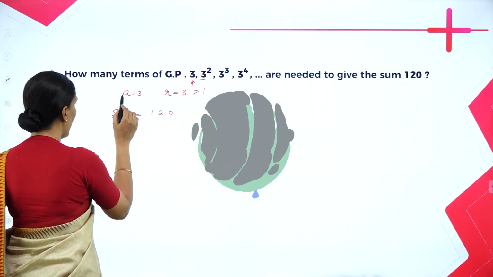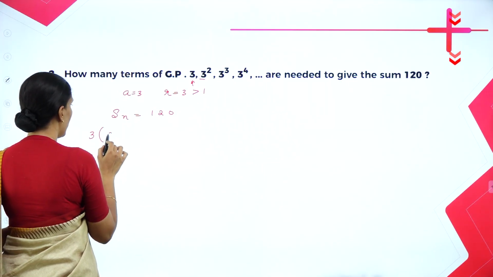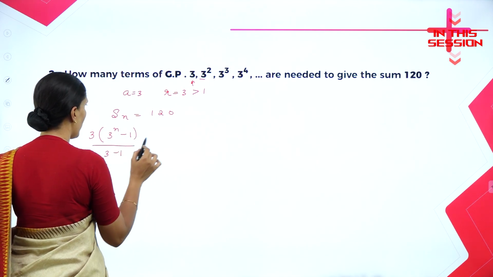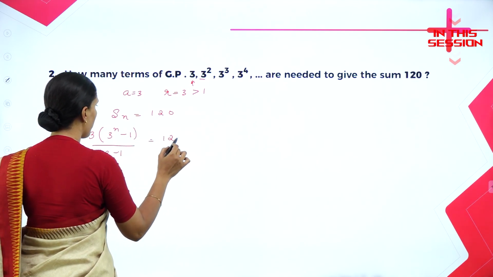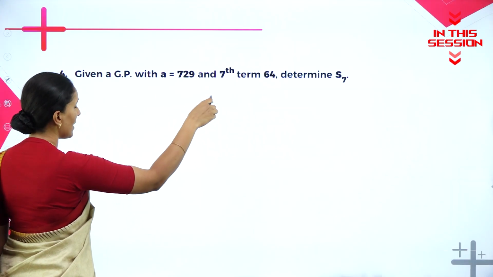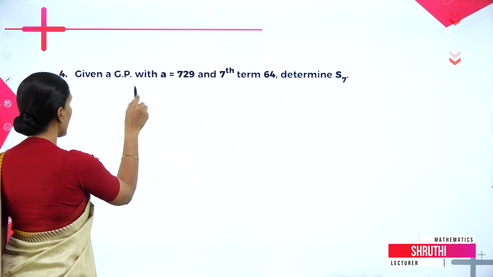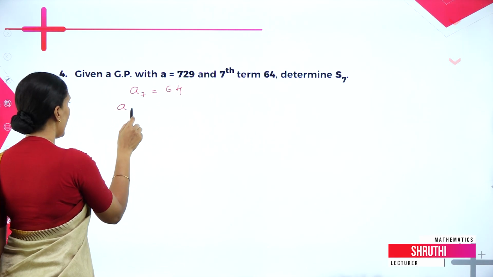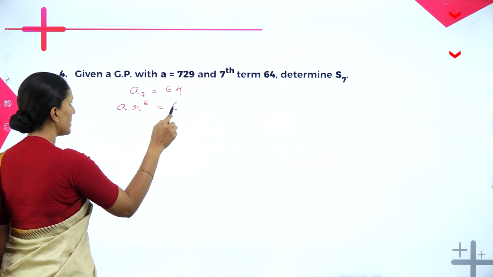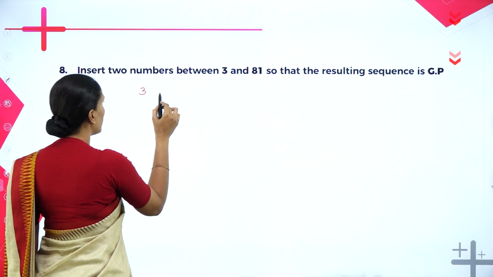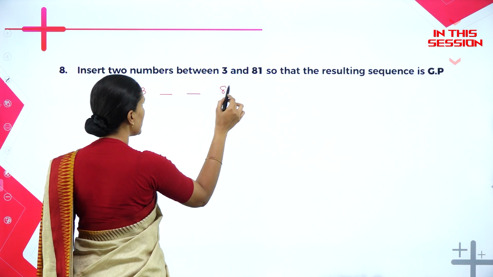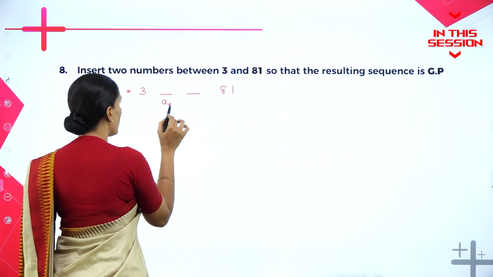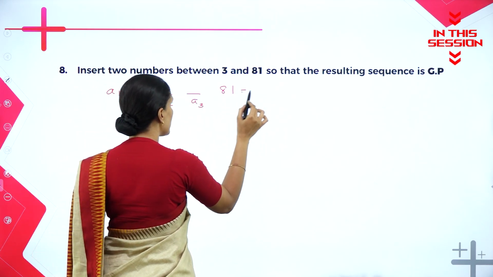Now using the formula, I can write this as 3 into 3 power n minus 1 divided by 3 minus 1 is equal to 120. So A is 729, 7th term is 64 means A7 is equal to 64, which can be written as A r power 6 is equal to 64. We need to insert two more numbers between these two numbers. So let me consider this term as A1, A2, A3, then this is A4.